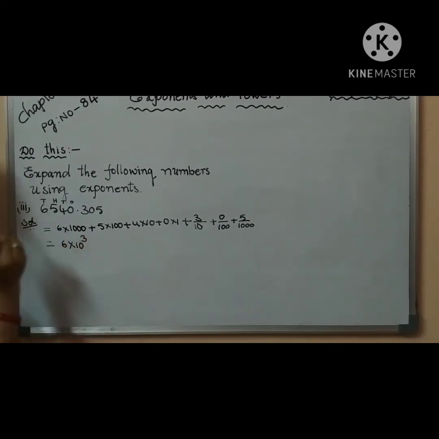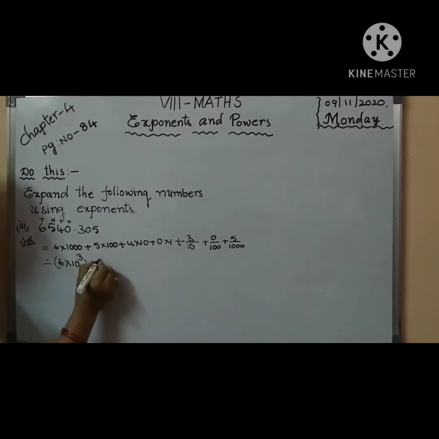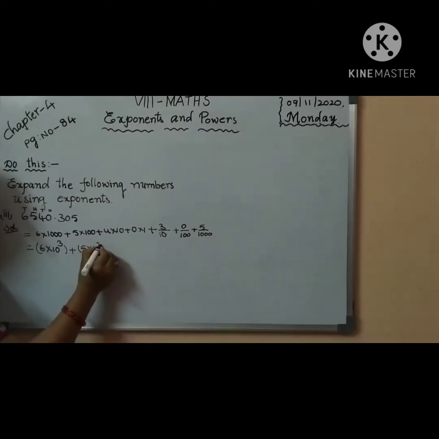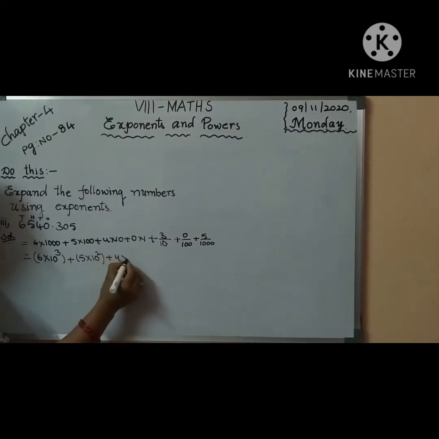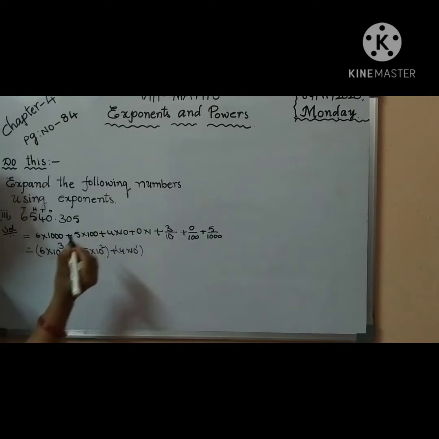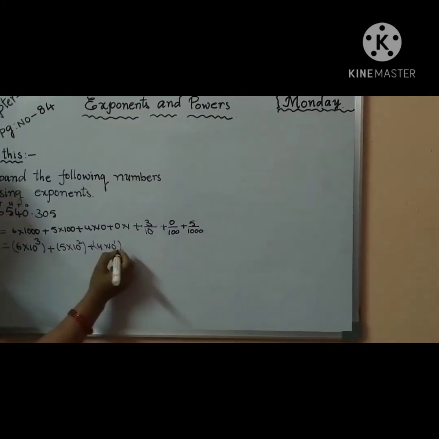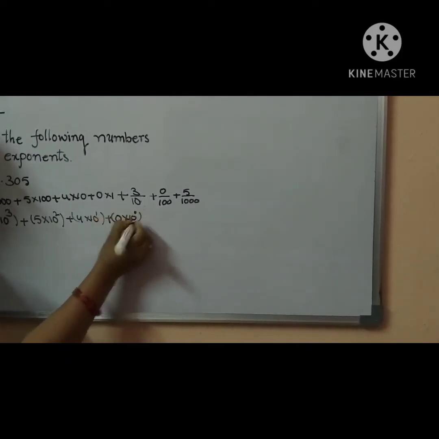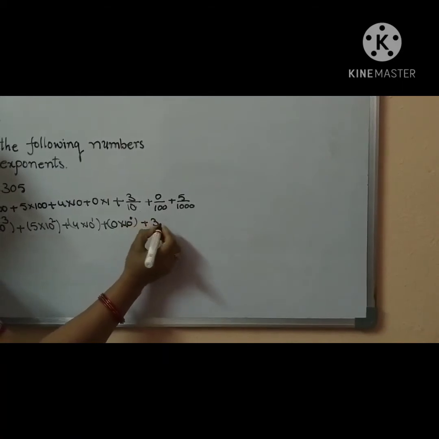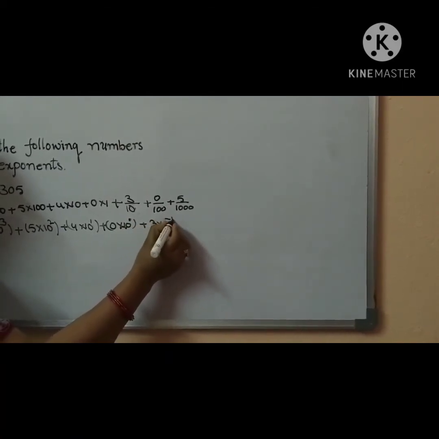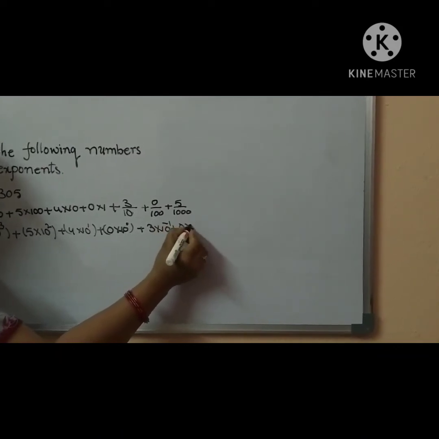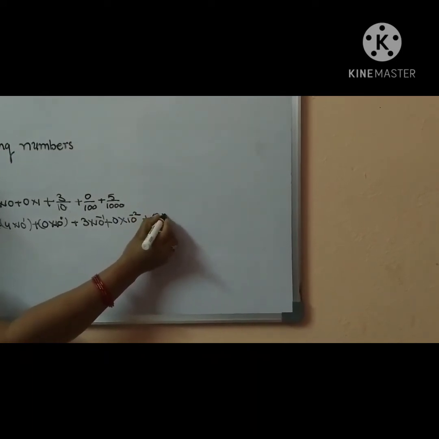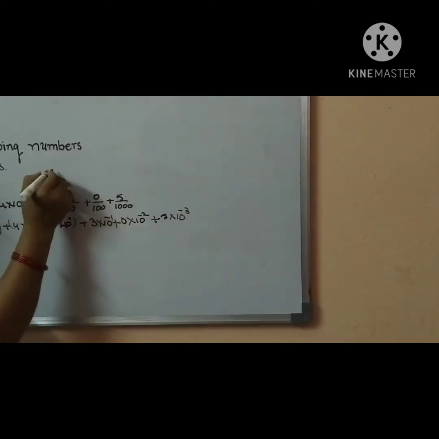Here 1000 has how many zeros? 3 zeros. We should write 10 power 3 plus 5 into 100: 10 tens are 100, so 10 square, plus 4 into 10 power 1. Where there is no power shown, we should write power 1. Plus the ones place is 0, so 0 into 10 power 0, and 10 power 0 means 1. Plus 3 into 10 power minus 1 plus 0 into 10 power minus 2 plus 5 into 10 power minus 3. Did you understand, children?